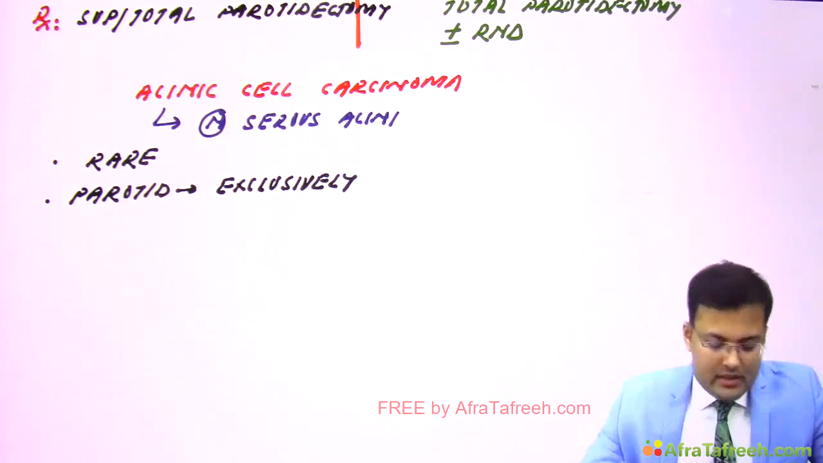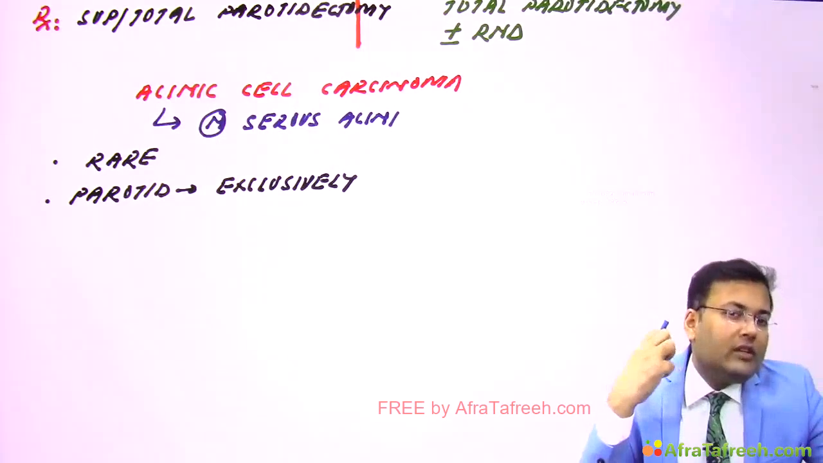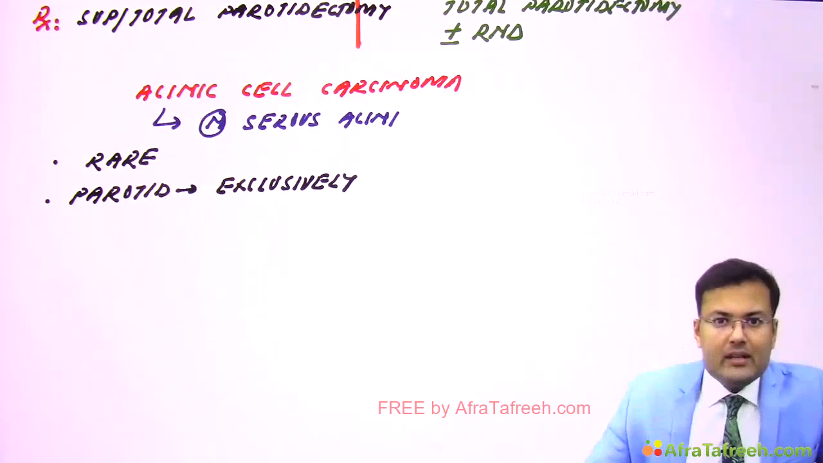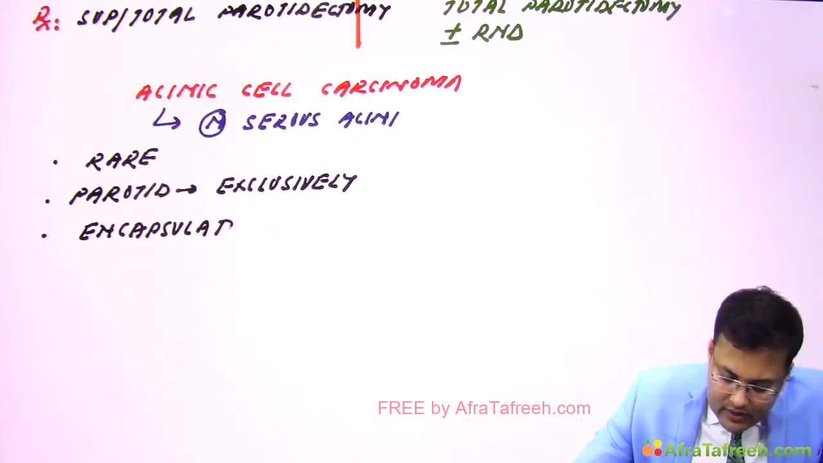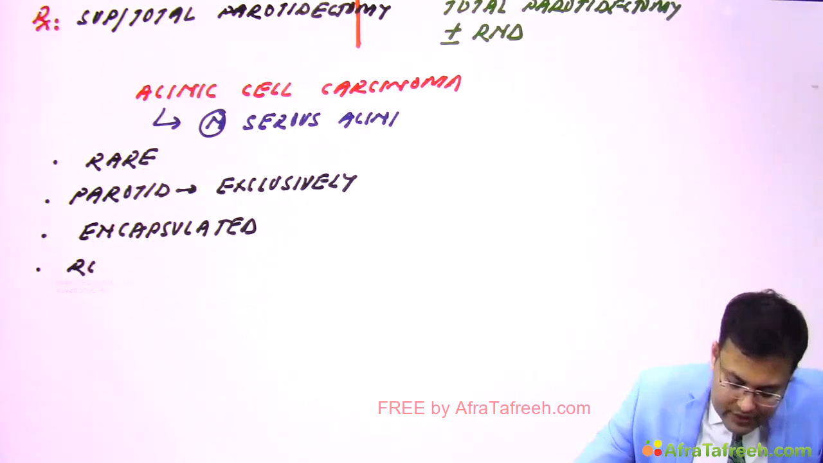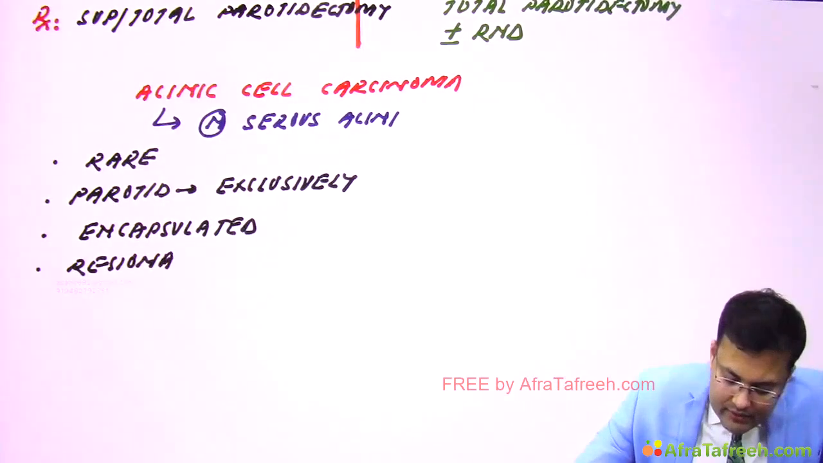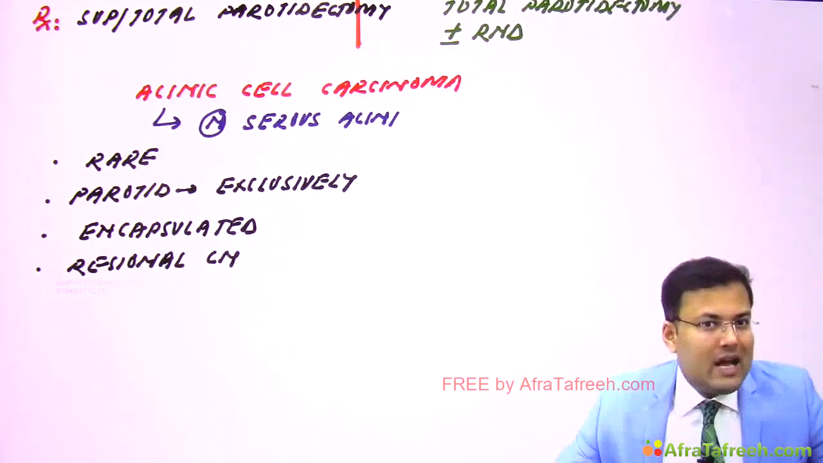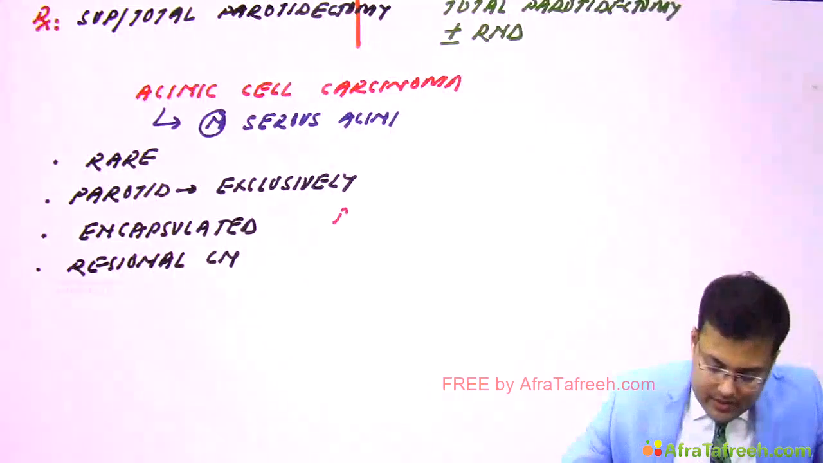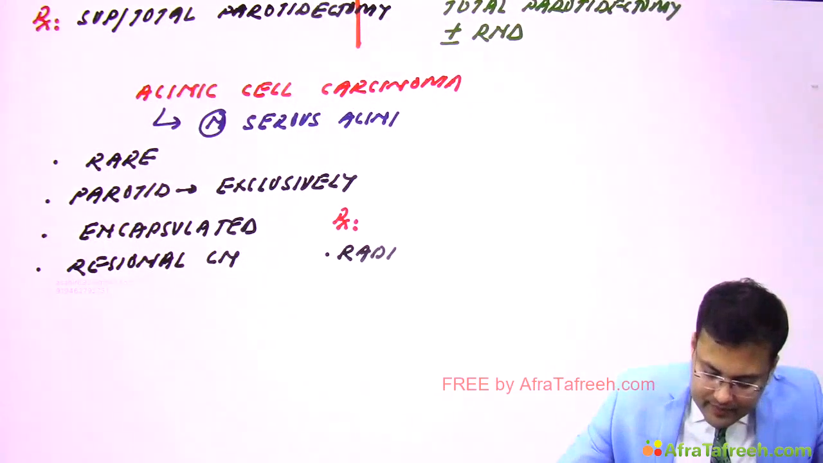What is the problem here? That this malignancy tends to involve the lymph nodes. And what is the good thing? That it is encapsulated. But it tends to involve the regional lymph nodes, and that's why what kind of excision is done? We go for radical excision. So the treatment is radical excision in acinic cell carcinoma.